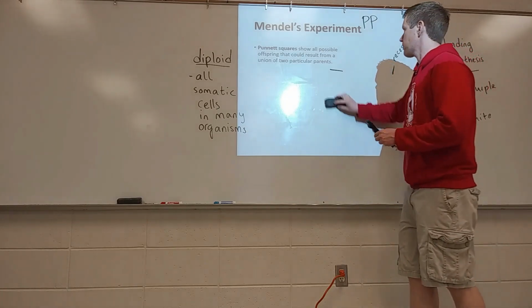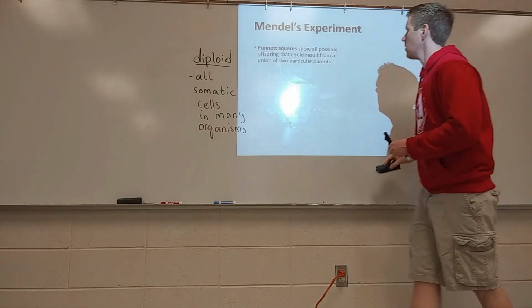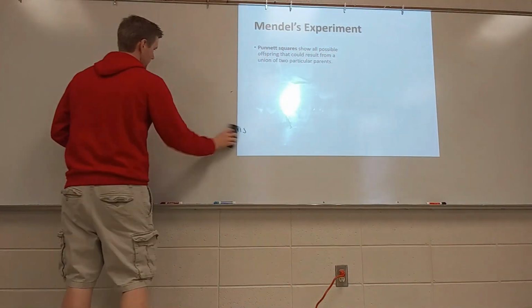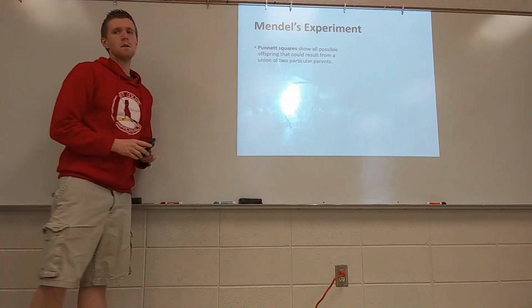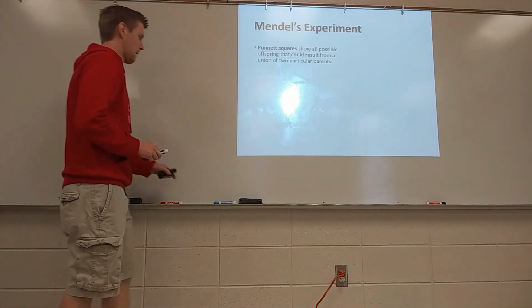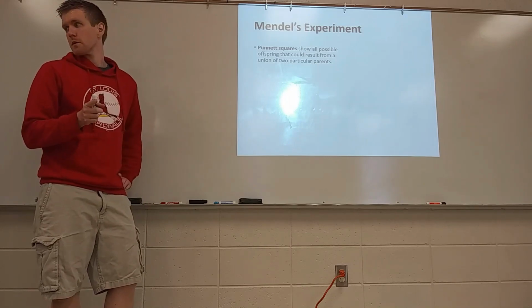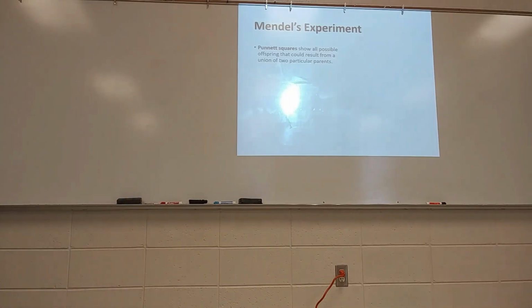Punnett squares. You've probably made these at some point. Punnett squares show us all possible offspring that can result from the union of 2 parents. And let me look at my phone and make sure, A, that it's still recording, which it is, and it looks like I got more space on the left side. So we're going to make a Punnett square over here. Punnett squares show all possible offspring that can result from the union of 2 parents. Unfortunately, I do not have a purple marker. That's okay.